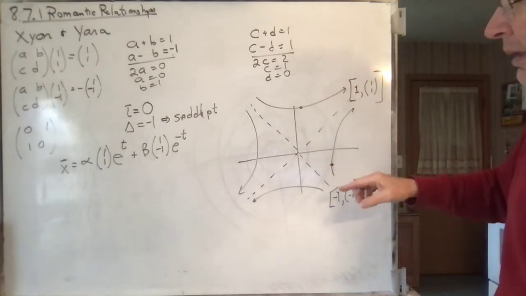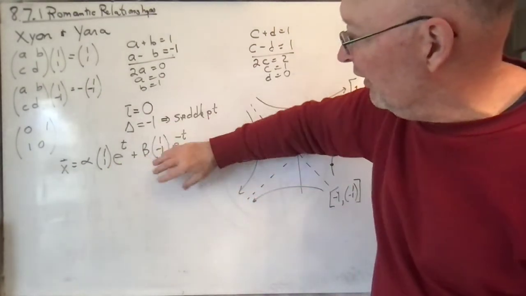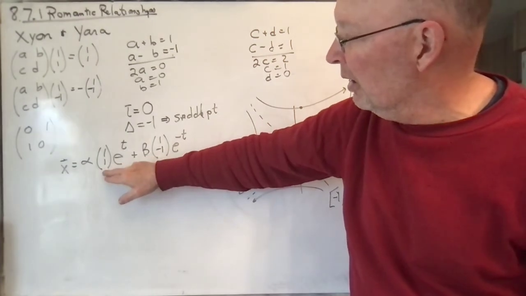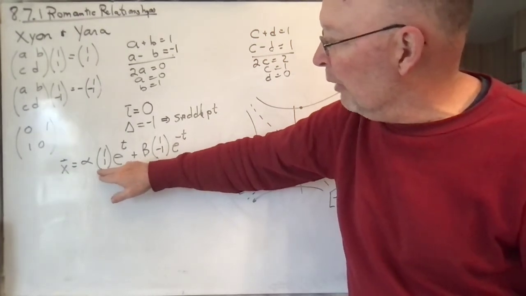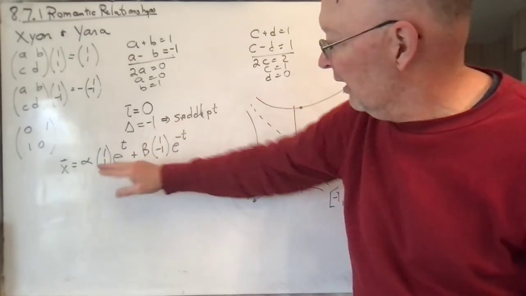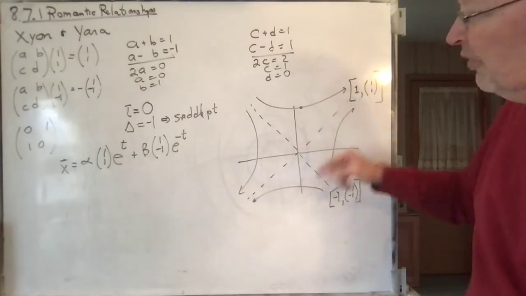By the way, let's be clear here. As time goes off to infinity, this one basically becomes meaningless. This is the one that's all-knowing and all powerful, right? This is the one that as time goes to infinity, this thing's going to go to 0. You're going to head off in the direction of this eigenspace.